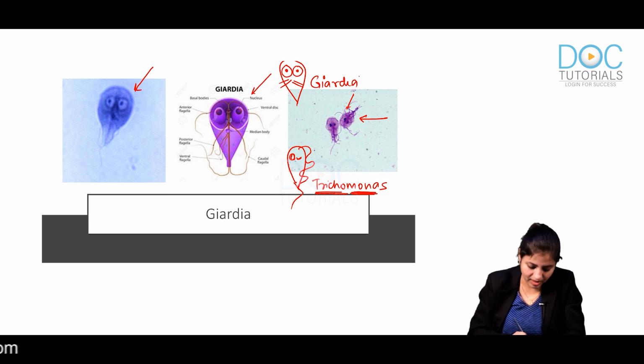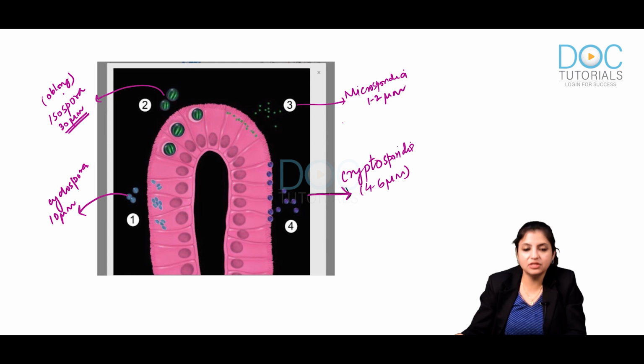So I'll show you one diagram first. Let's look at this diagram. If you look at this diagram, there are four typical Coccidia which can affect your GIT. So four different organisms which everybody has to be clear about. Remember, the names are quite similar, so you have to be clear about it.